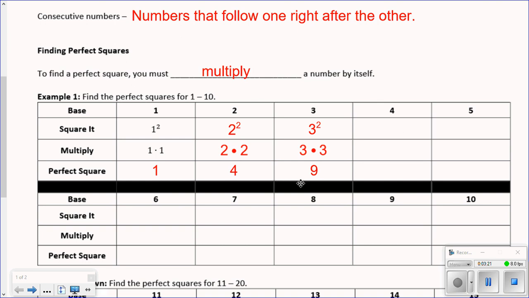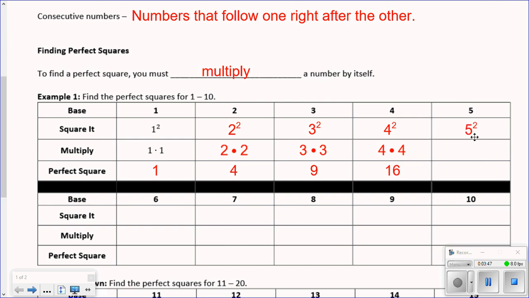Most of these you probably already know. You might have memorized them, and that's okay. I still would like you to write these down, though. Okay? Just in case something happens and your brain forgets it, we have it written down. For 4, we're going to do 4 squared, and then 4 times 4, which gives us 16, so 16 is a perfect square.